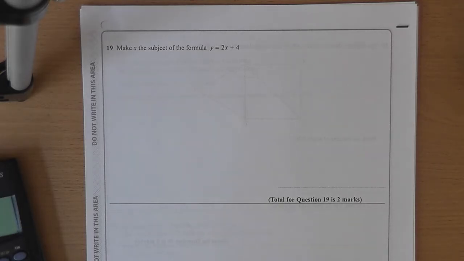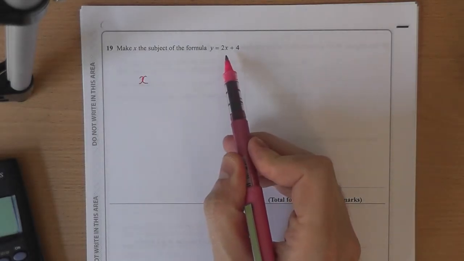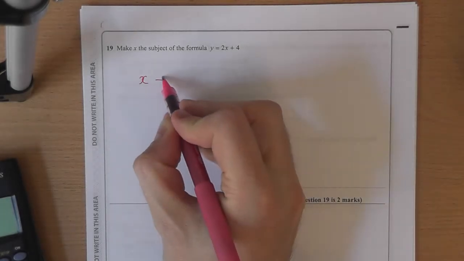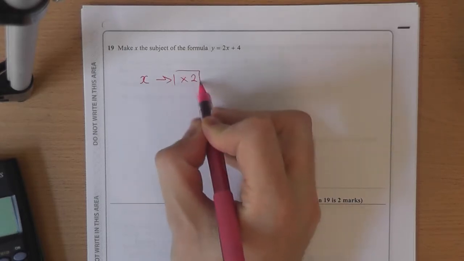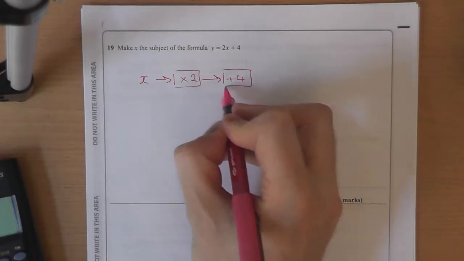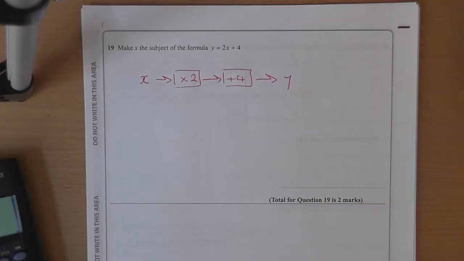We need to rearrange, change the formula, rewrite the formula so that it's now a formula about x using y inputs. To do that, we need to build a function machine. So we start with the x. We start with what we're trying to make the subject. The first thing that happens to x, to make the formula, because we need to build our function machine going forwards first, is it becomes a 2x, i.e. we times it by 2. Then we add 4, and in doing those 2 steps, we split y out the end.